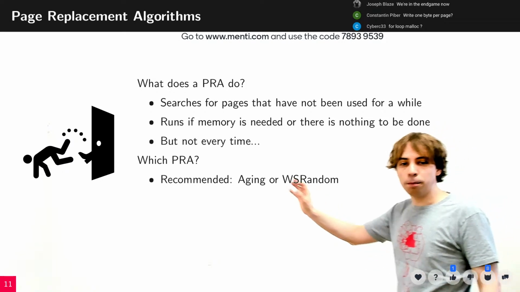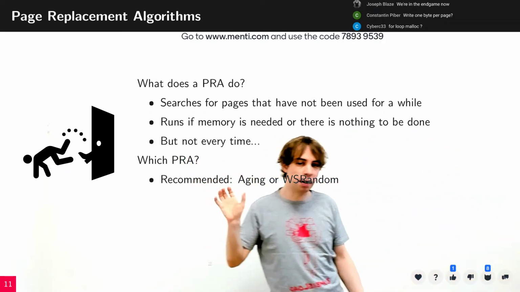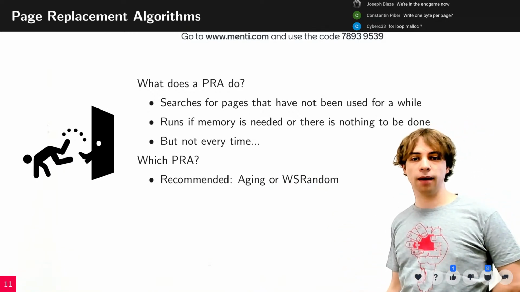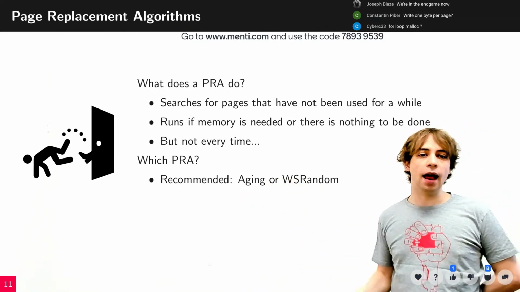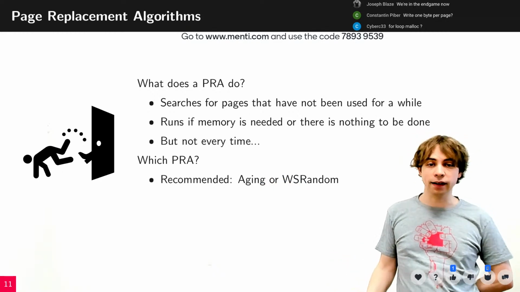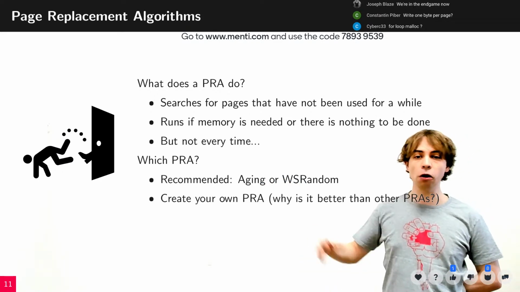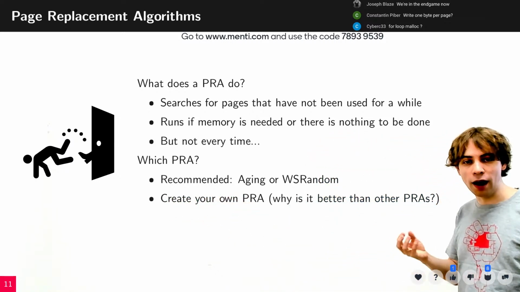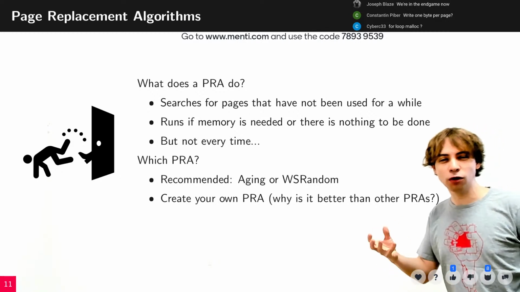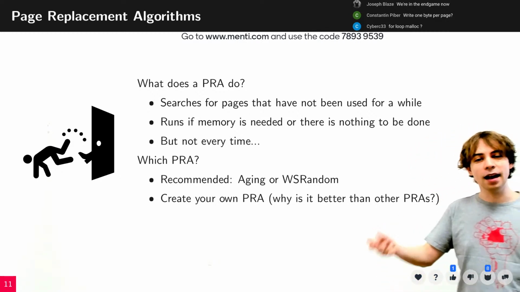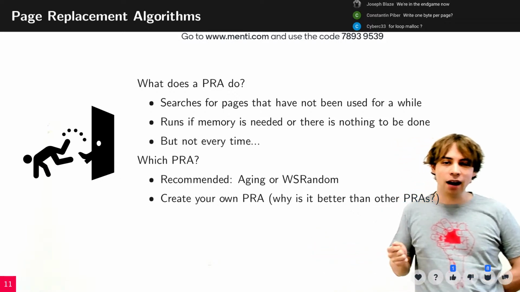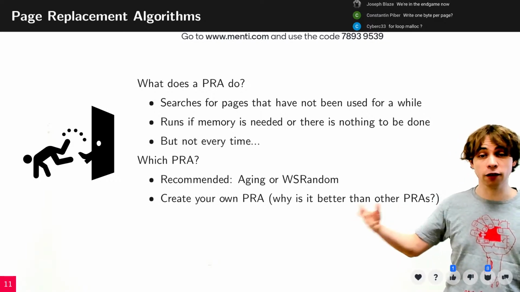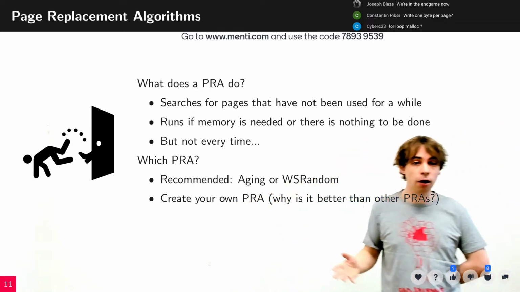The question is which PRA? And we recommend in general aging or working set random. That's a good algorithm that you can start with. And of course, you can implement more PRAs and get more points for that. You can also design your own PRA. You know the principle of locality, and maybe you have a brilliant idea how to use the principle of locality in a new way, and how to get better performance than the other PRAs. If so, implement that and just compare the performance.